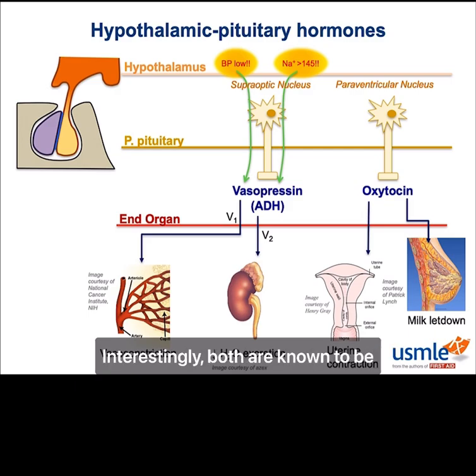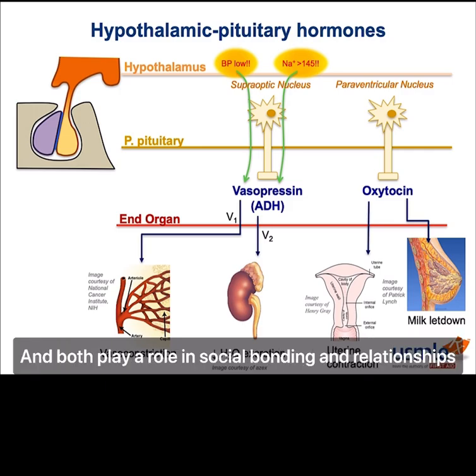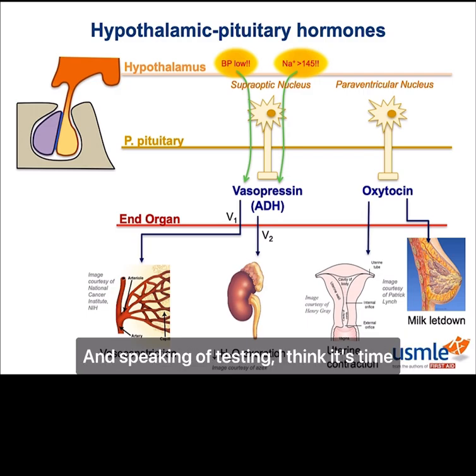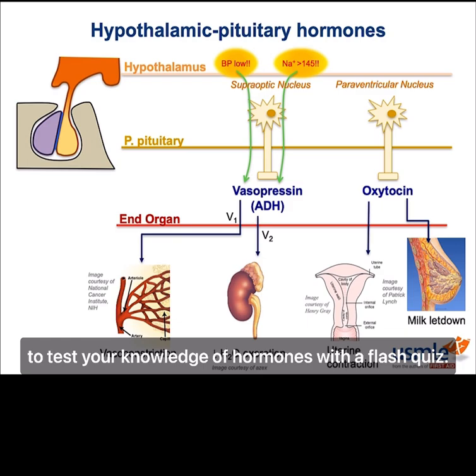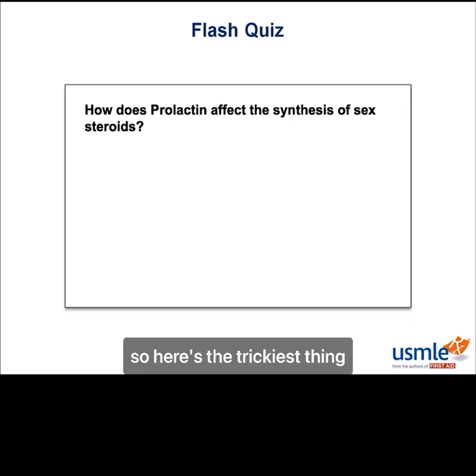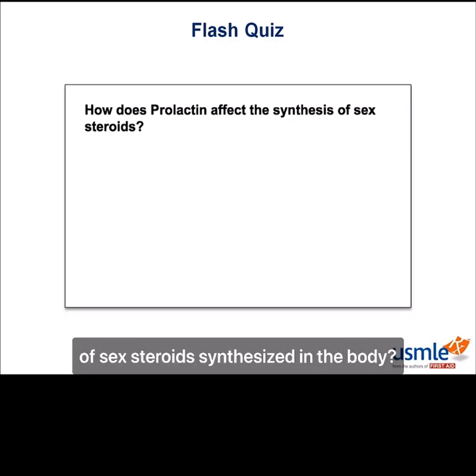Interestingly, both are known to be central nervous system neurotransmitters, as well as peripheral hormones, and both play a role in social bonding and relationships, but the peripheral functions are a lot better known and therefore going to be a lot more easily tested. And speaking of testing, I think it's time to test your knowledge of hormones with a flash quiz. Alright, that's a lot of ground to cover, so here's the trickiest thing you'll be expected to remember. How does prolactin affect the level of sex steroids synthesized in the body? Pause the video if you need to reason this out.